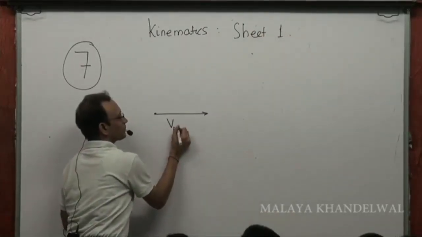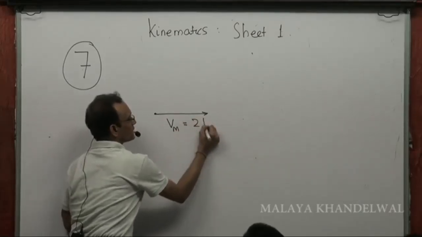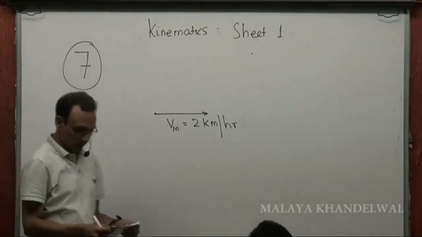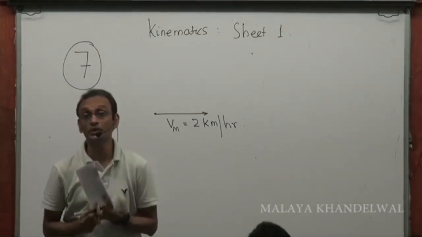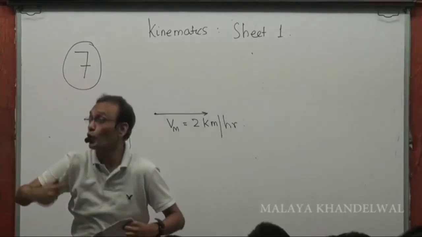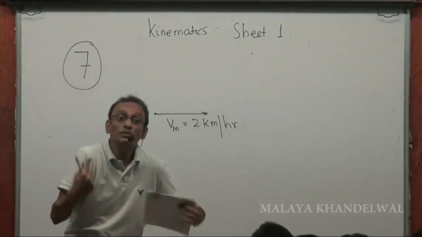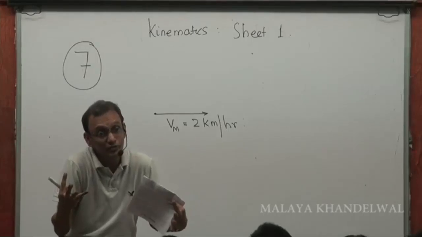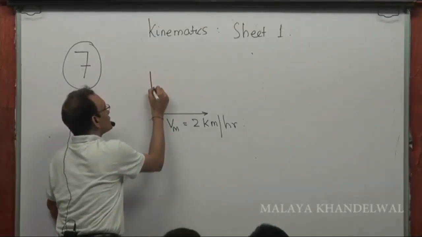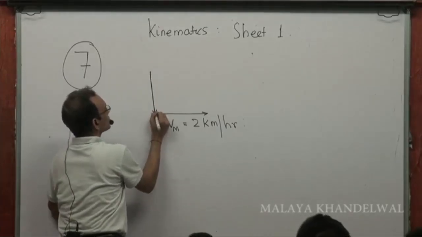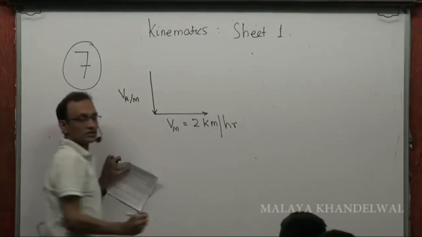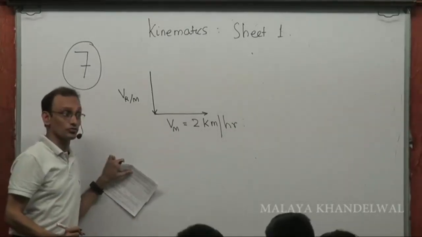Velocity of man is 2 kilometers per hour, let's say, to the right. Rain appears to fall vertically. That means the relative velocity of rain is vertical. Appears means what appears to the man. What appears to the man is the relative velocity of rain with respect to the man, right? So, velocity of rain with respect to the man is like this. This is the direction of the velocity of rain with respect to the man.